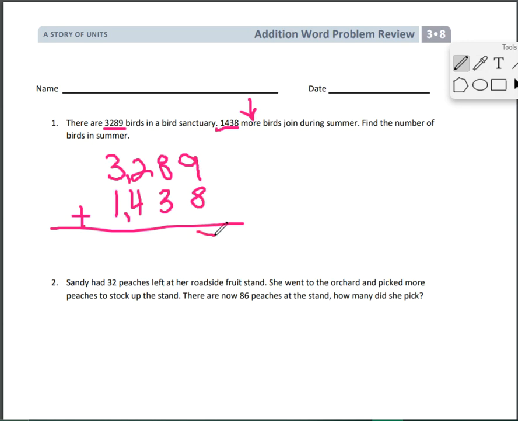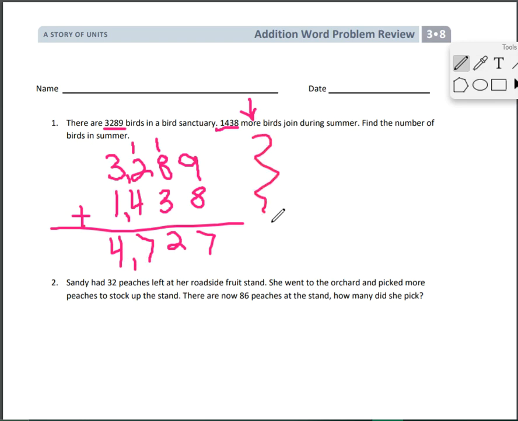So 8 plus 9 is 17, carry your 1. 3 plus 8 is 11, carry the 1, that's 12. Bring my 1 over here. 4 plus 2 is 6, and 6 plus 1 more is 7. And then 3 plus 1 is 4. So that would be just using our carryovers and doing our regrouping.